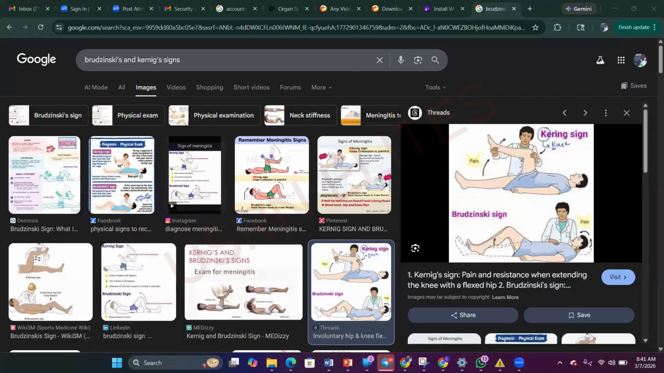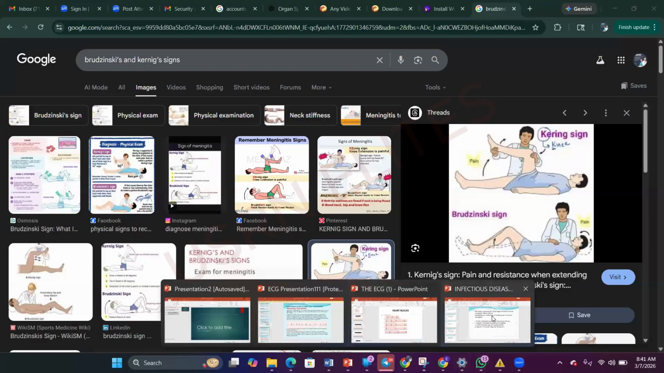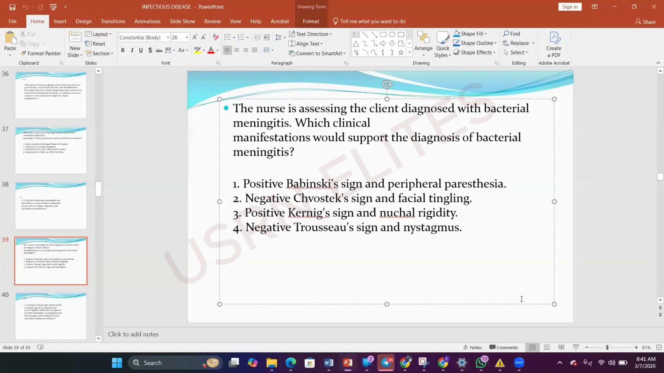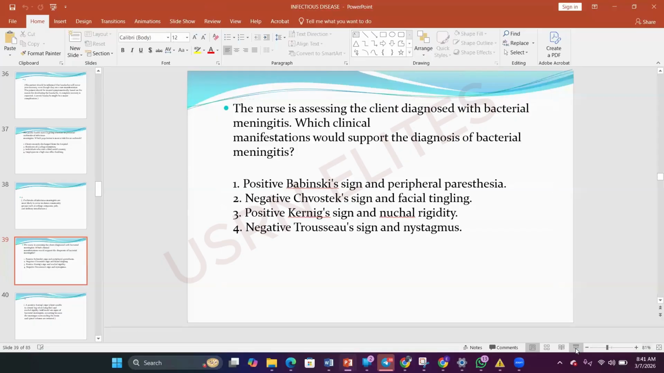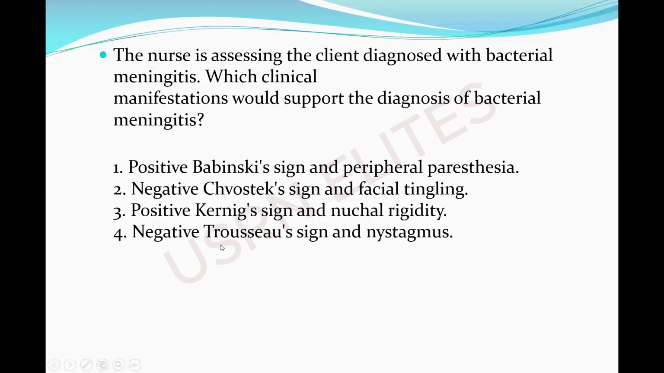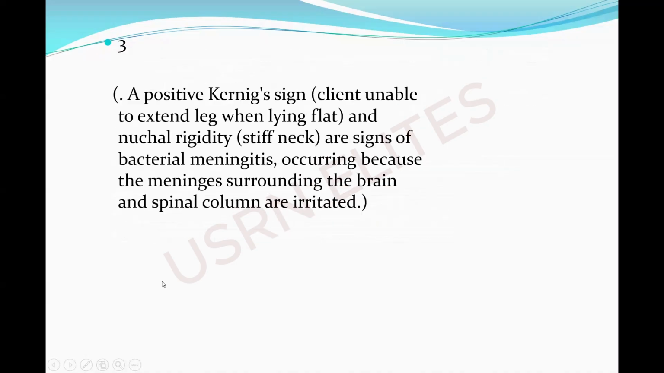All right, let's carry on. Let's move on with what we are doing here. All right. So yes, of course we are correct. The answer is positive Koenig sign and nuchal rigidity. Another name for nuchal rigidity is what? Neck stiffness. Okay.